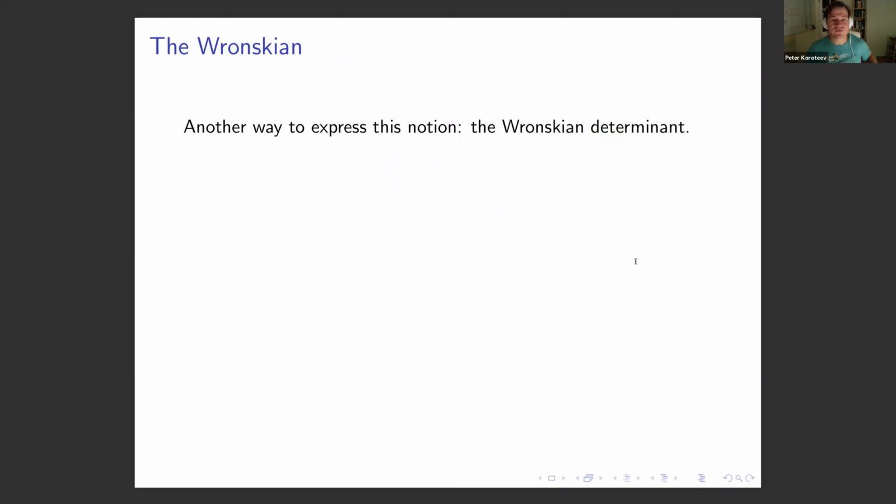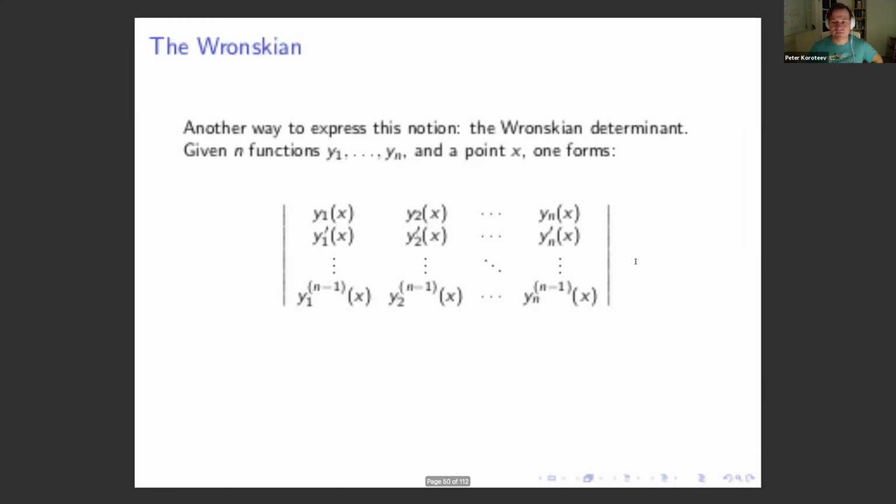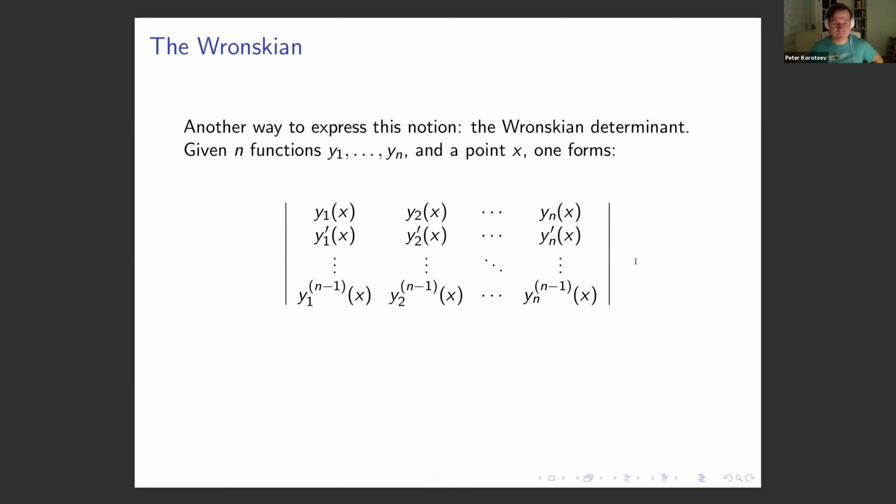Okay, now let's talk about the Wronskian. Another way to express this is using the Wronskian determinant. Given n functions, y_1 through y_n, and a point x, we can write this matrix and calculate its determinant. Its columns are formed by all derivatives of each of the functions from 0th to n minus first. So the function, first derivative, second derivative, etc., up to the n minus first derivative, and do the same with every function and compose this matrix. It's called the Wronskian matrix, and its determinant is known as the Wronskian.